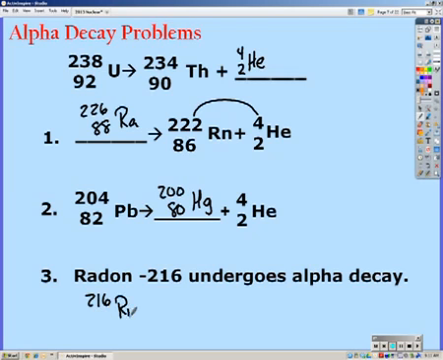Bottom one, we have 216 radon. The atomic number of radon is 86. Arrow, it's undergoing alpha decay, so it should be giving off an alpha particle. And something plus 4 gives us 216, which is 212. Bottom, 84 plus 2 gives me 86. 84 corresponds to polonium.